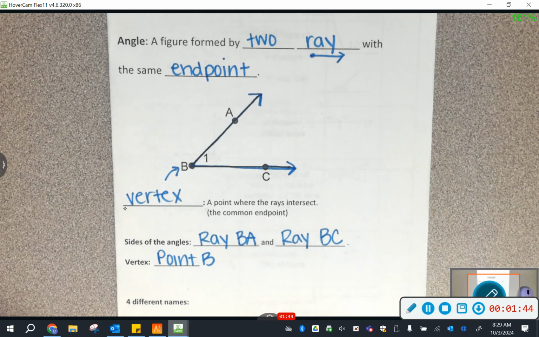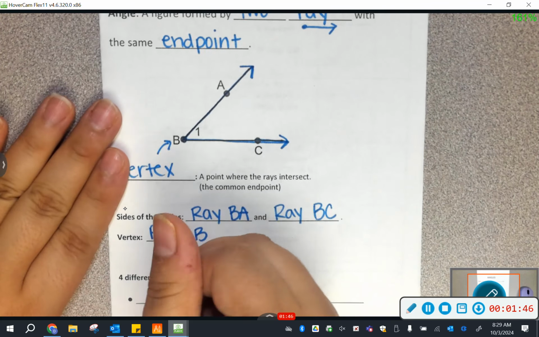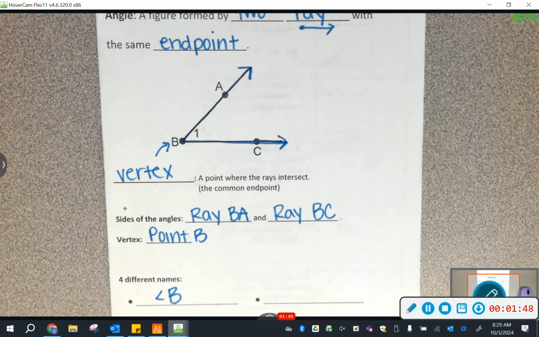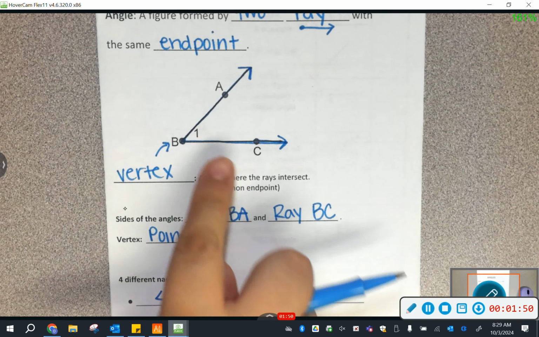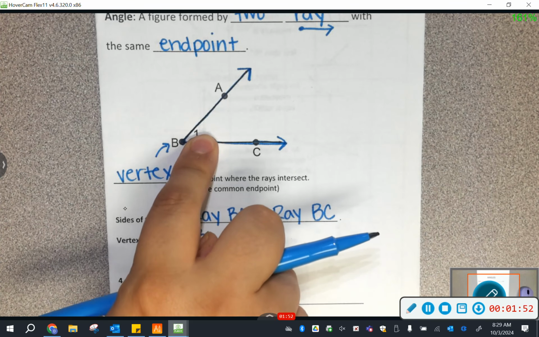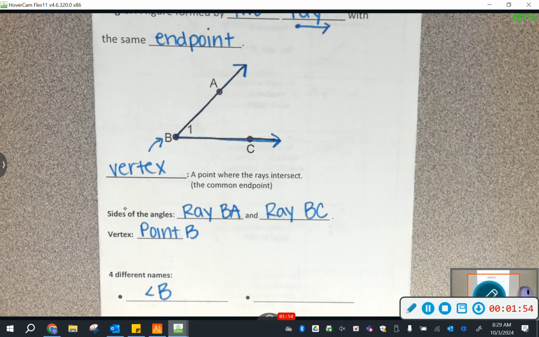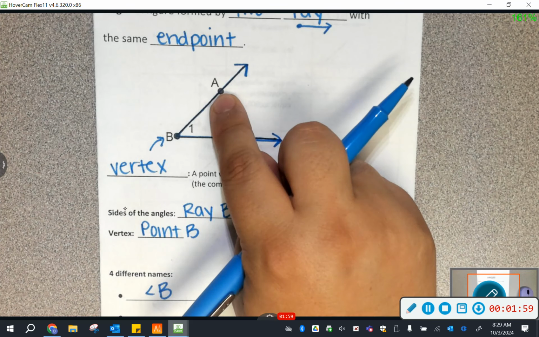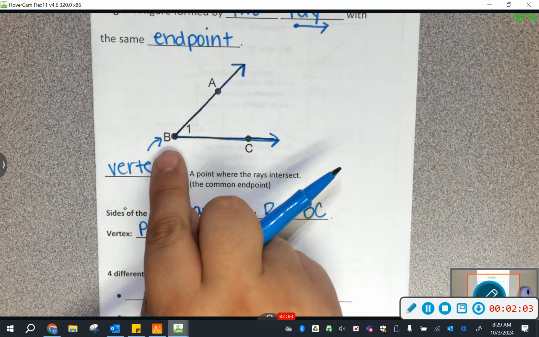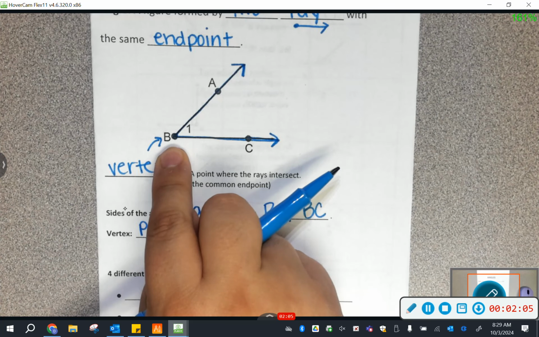I can call it angle B. Hey, everybody, point to angle B, and you would know I was talking about this angle. Could I call it angle A? No. A is up there. Is that my vertex? No. So I can't call it angle A. You can only call it with the letter that is the vertex.